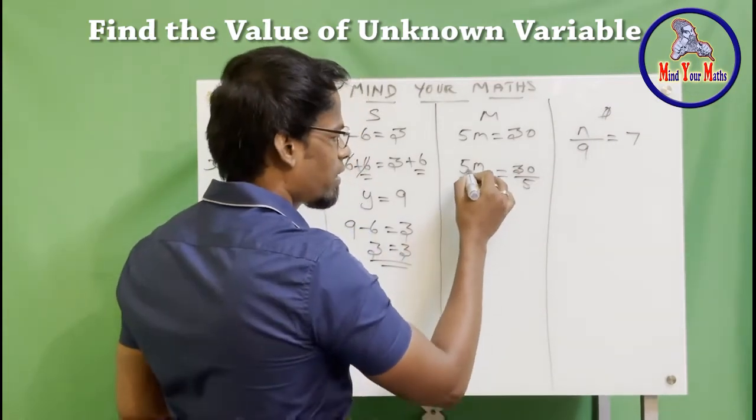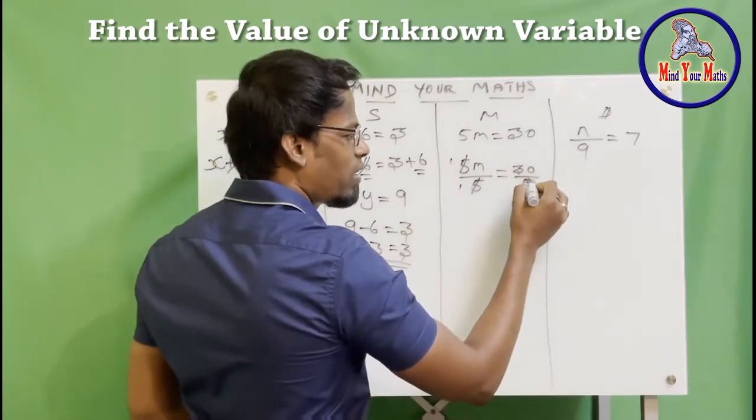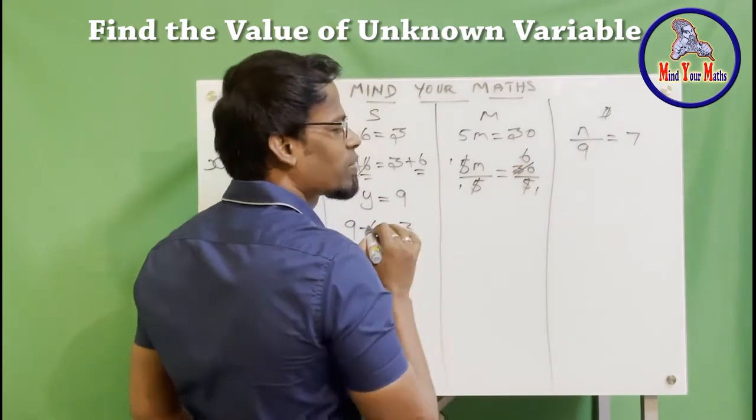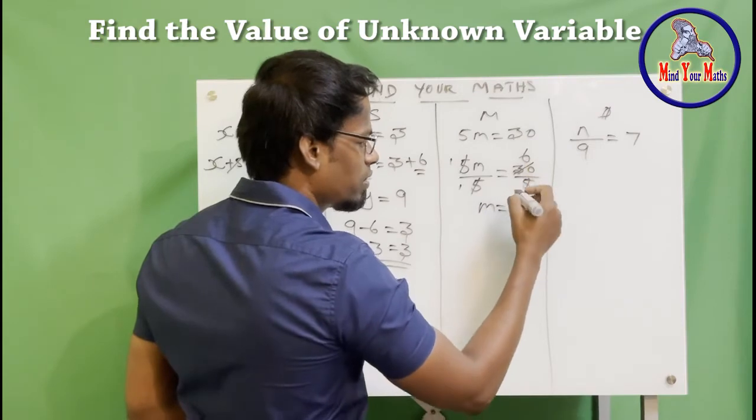So here the 5 gets cancelled to one time. But on this side, 1 times 5 is 5, and then 6 times 5 is 30. So you see, m is equal to 6.